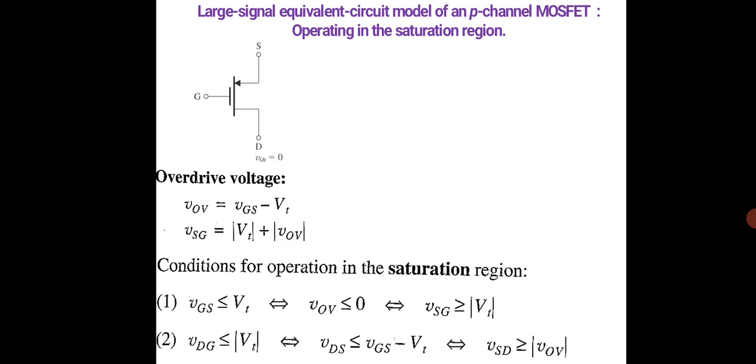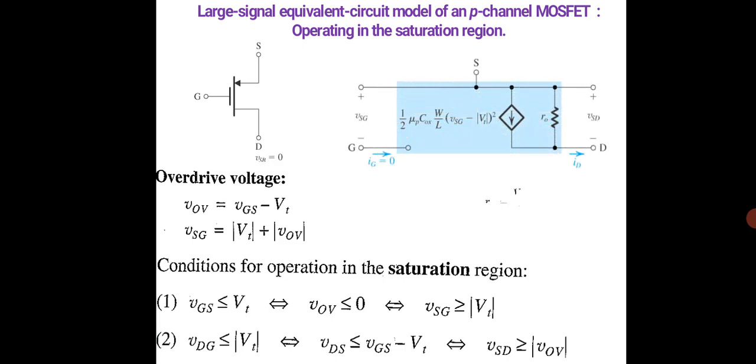So it is of course put up for the P channel. Earlier we have seen the N channel, and this is for the P channel. So the conditions for operating in the saturation region: VGS is less than or equal to VT, and similarly the source drain voltage should be greater than or equal to the magnitude of VOV.